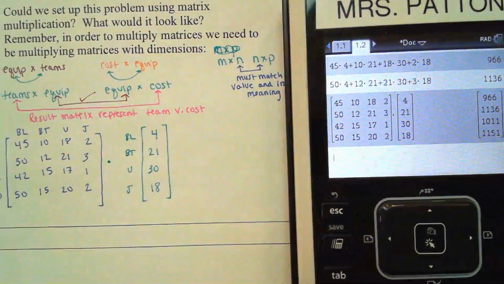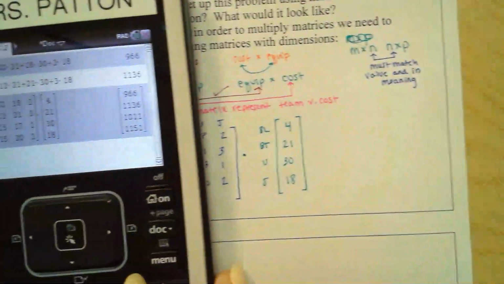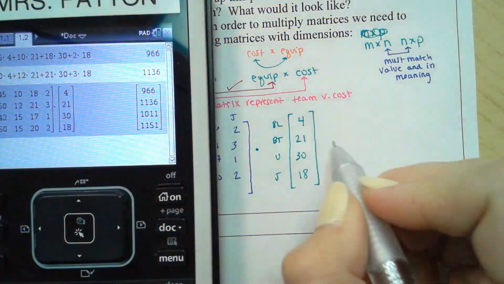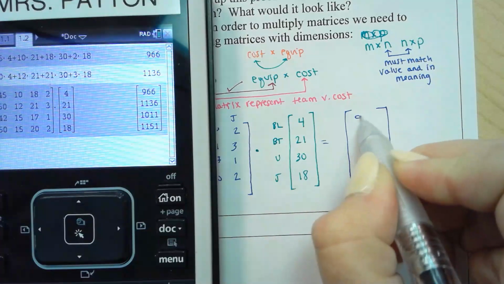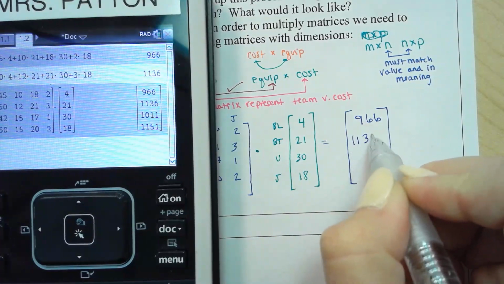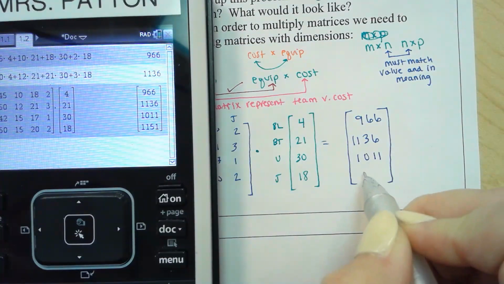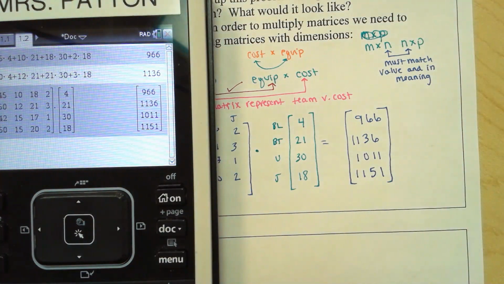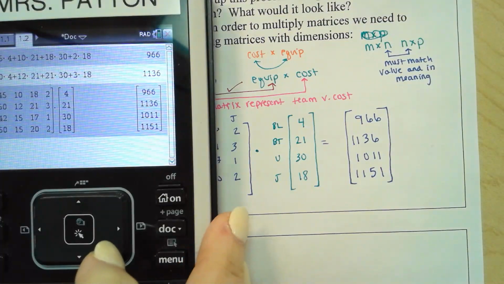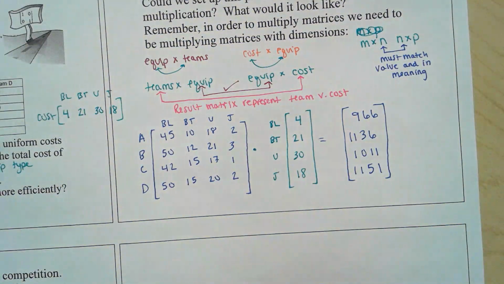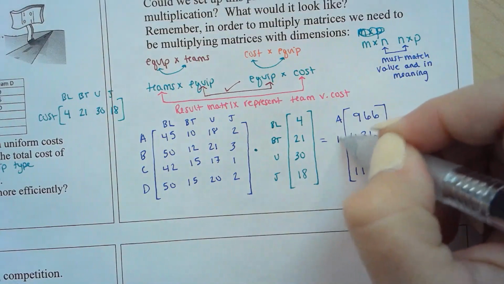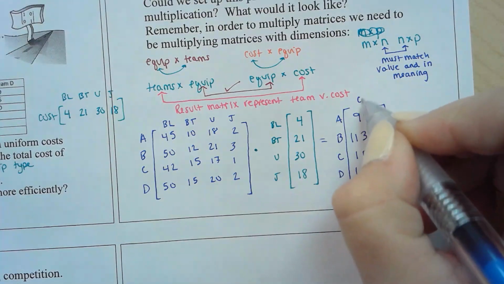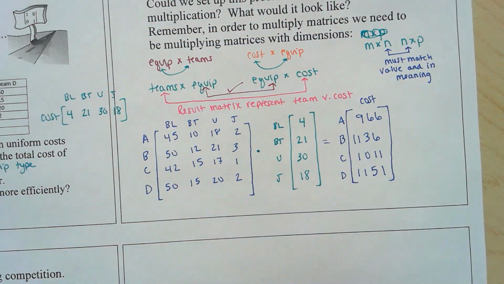All right. So what did we get? Let me flip sides here. I'm going to write equals. We got a 4x1, and we've got 966, 1136, 1011, 1151. Okay. So first of all, what did we find? We found, remember, teams by cost. So this will be team A, B, C, D, and the column is the cost.